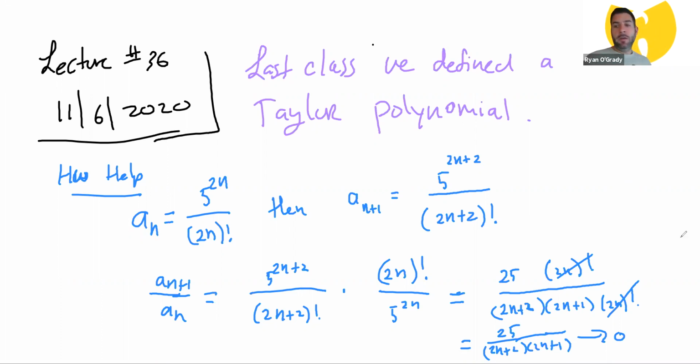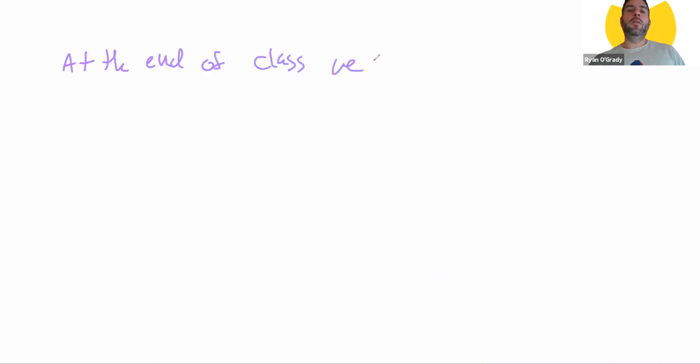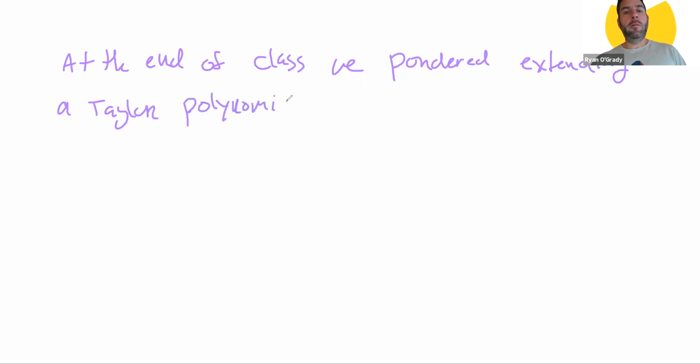Good. All right, so at the end of class, we conjectured. So what we did is we pondered extending a Taylor polynomial to a series.